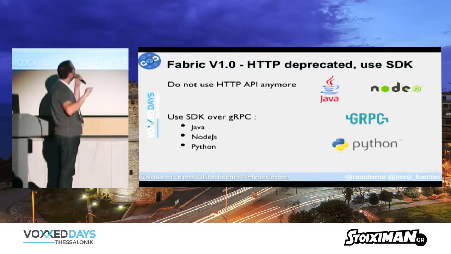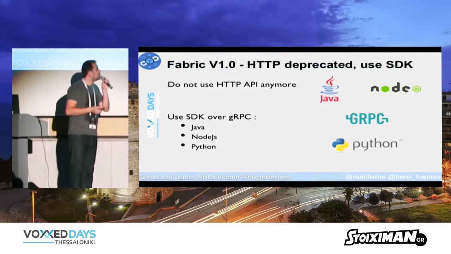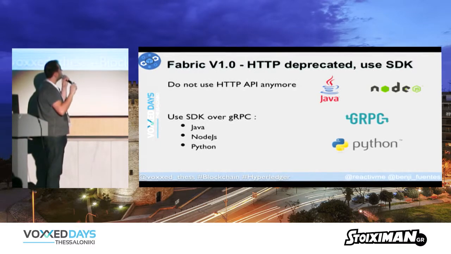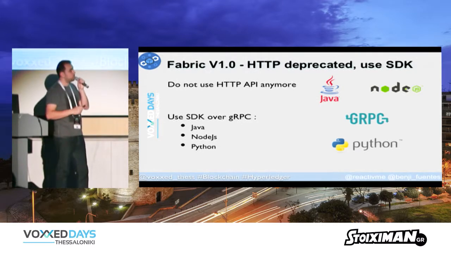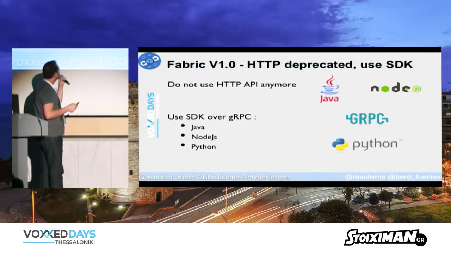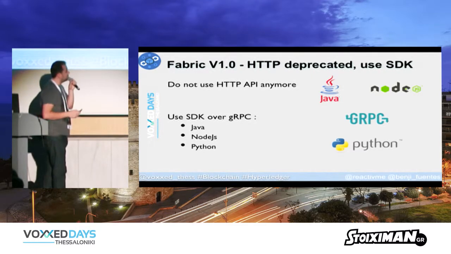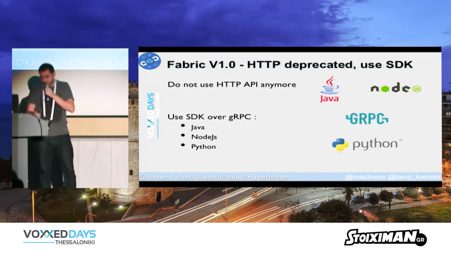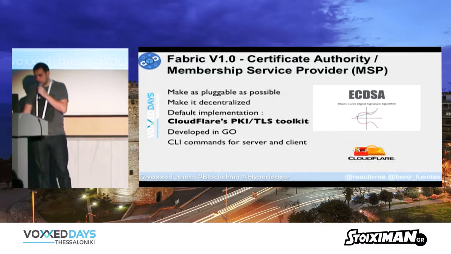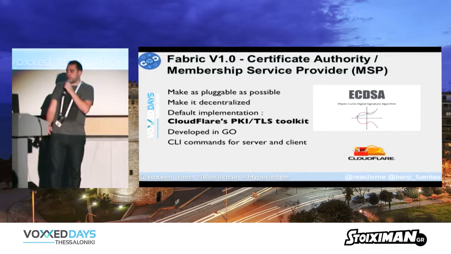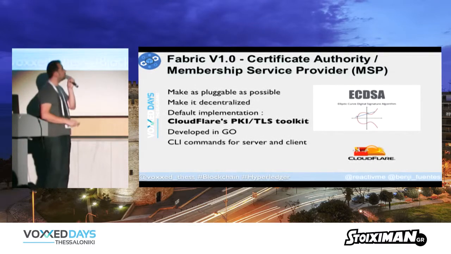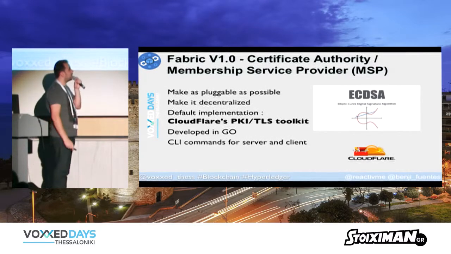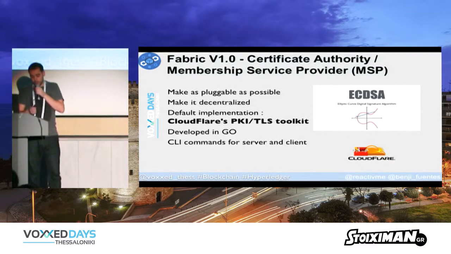So no more HTTP API using the SDK now. The SDK uses gRPC, so the protocol is this RPC protocol from Google. And you can have today SDK for Java, Node.js, and Python. This is for the client side. The runtime service provider is now based on Cloudflare Toolkit that is open source, still using ECDSA, elliptic curve digital signature algorithm, like Bitcoin, the same.